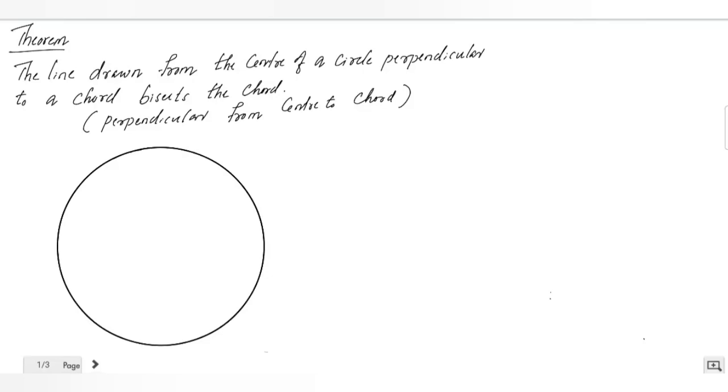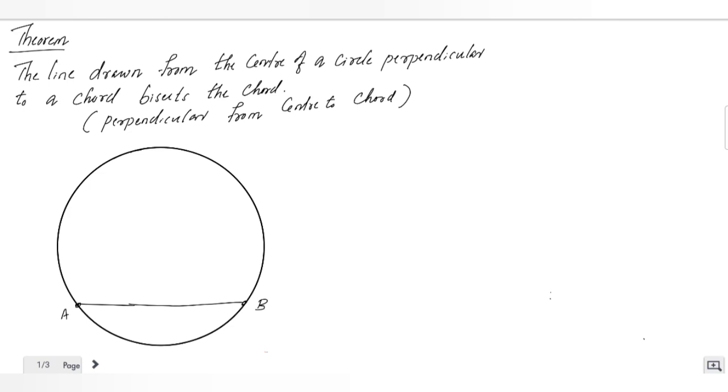So guys, what do you mean by a chord? A chord is the line joining 2 points on a circle. For example, this point is A and this point is B. If you draw a line joining 2 points on a circle, this line is known as a chord. Make sure that it starts from a point on the circle and finishes at another point on the circle. If you join, you will get a chord.